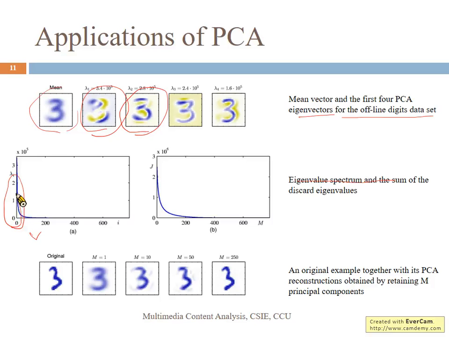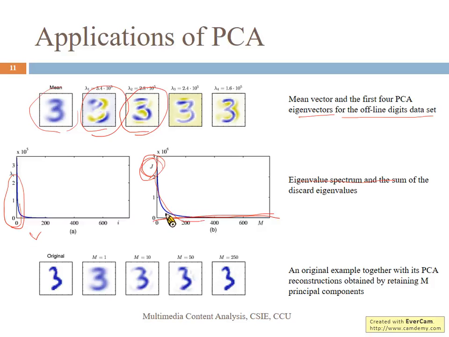Maybe the fifth eigenvalue is much smaller than the first eigenvalue. That means almost all information concentrates on the first few dimensions. And here is the approximation error. As we increase the number of dimensions to represent the lower dimensional space, the approximation error decreases quickly.